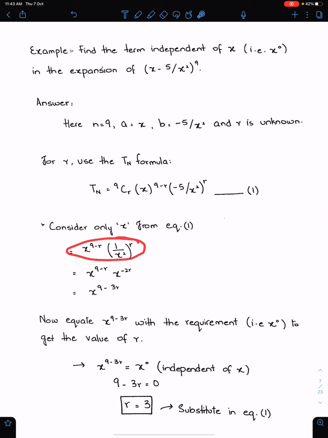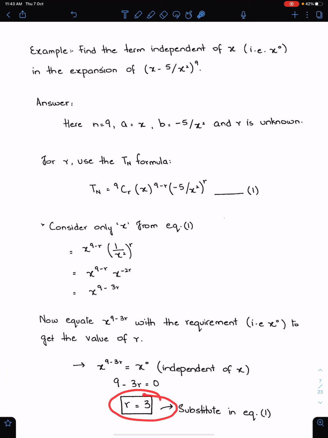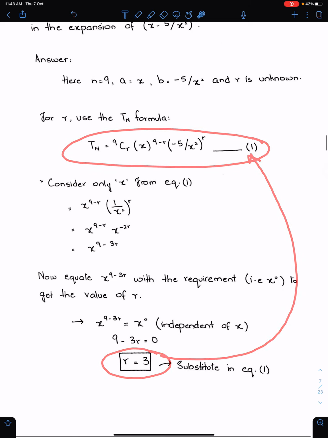When you simplify this, you will get x power 9 minus 3r. Now you should equate this with the requirement, which is x power 0, to get the value of r. When you equate this with this, you will get r is 3. After getting the value of r, substitute r back into this equation to get the answer. This is here.